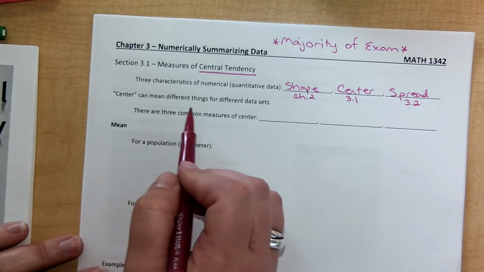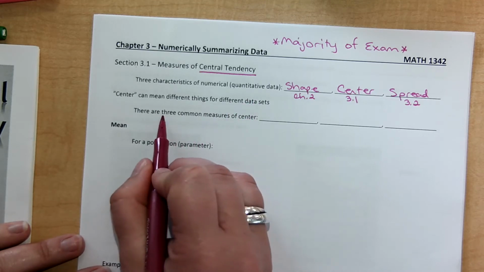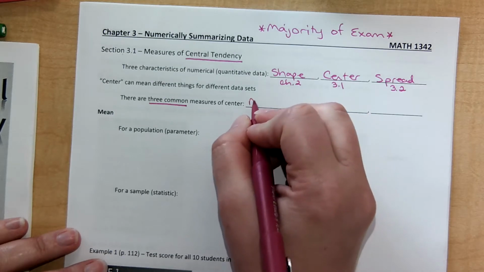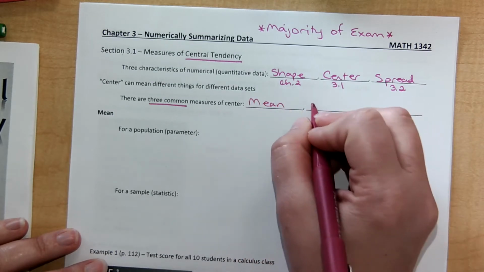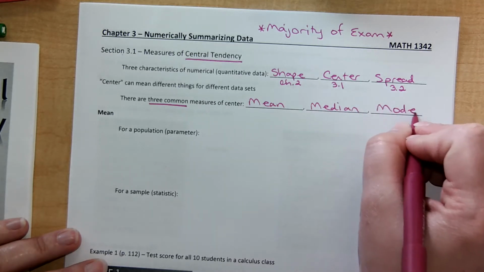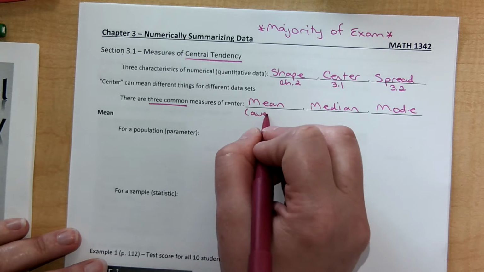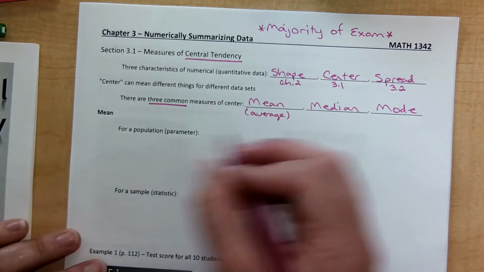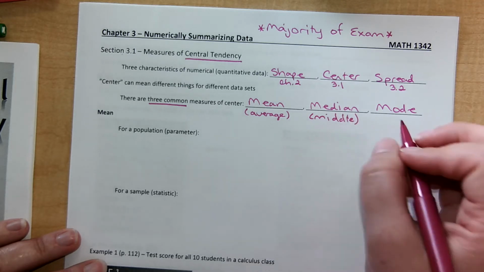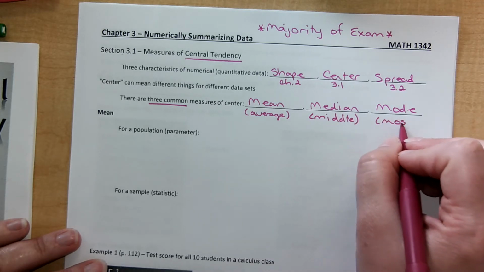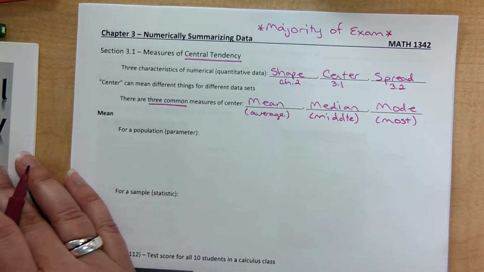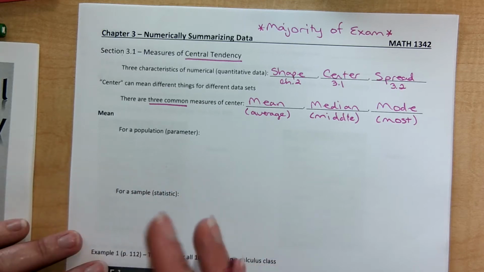Center can mean different things for different data sets. There are three common measures of center. You might have heard of these before. The first one is mean. The second one is median. And the third one is mode. So mean is an average. We'll talk about how to get an average. Median is the middle. We'll talk about how to find the middle of a data set. And the last one is the most frequently occurring, which we don't cover too much, but I will go over how to find the mode and why it is important sometimes.